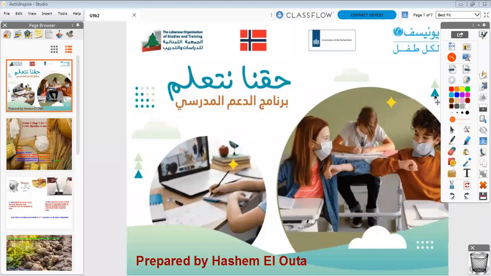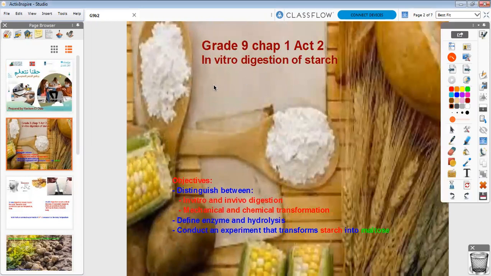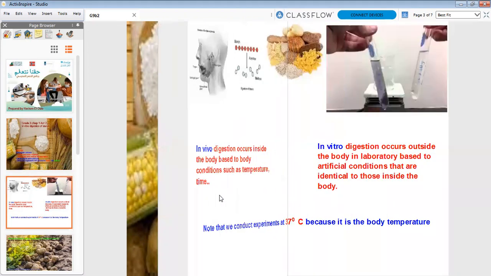Today, we are going to study the in vitro digestion of starch. This is chapter 1, activity 2 for grade 9. The objectives are to distinguish between in vivo and in vitro digestion, mechanical and chemical transformation, to define enzyme and hydrolysis, and finally, to conduct an experiment that transforms starch into maltose.